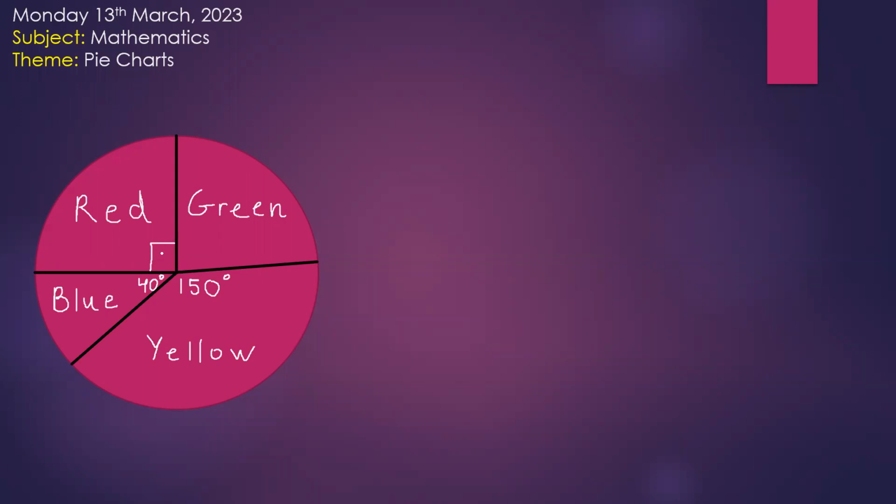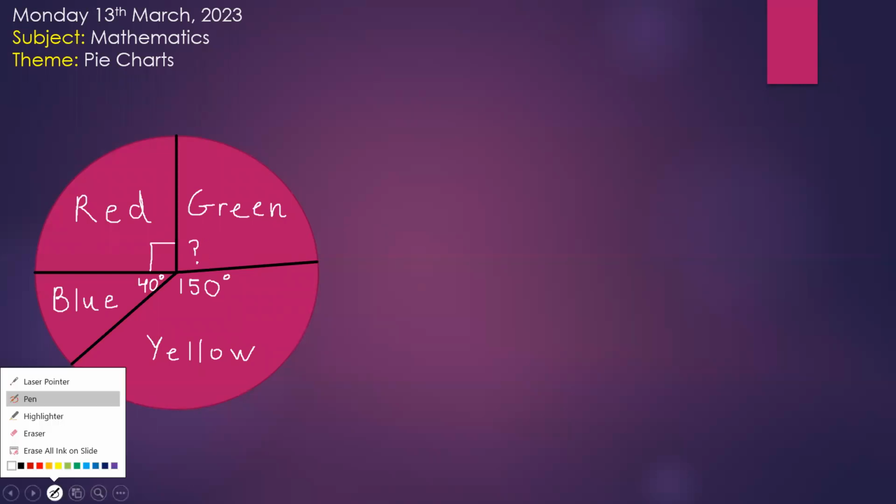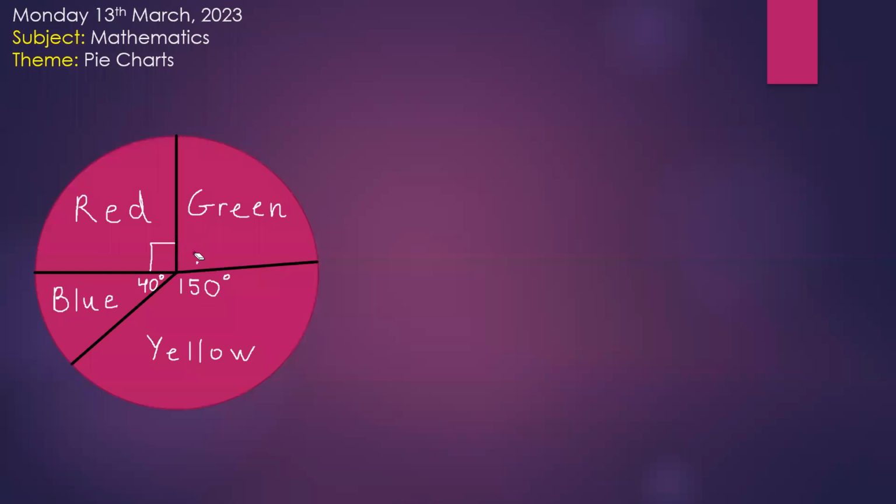Okay. And so we have, what degrees is this? 90. What degrees is this? 40. And this one is? 150. Good. And how about the green? Probably 80. The green is the one that we have to figure out. We don't know what that is. So we don't know that one, so we're going to leave green.